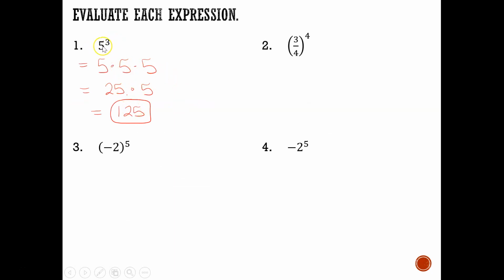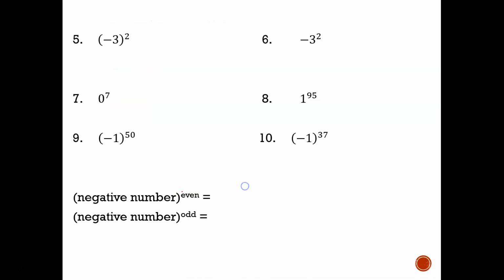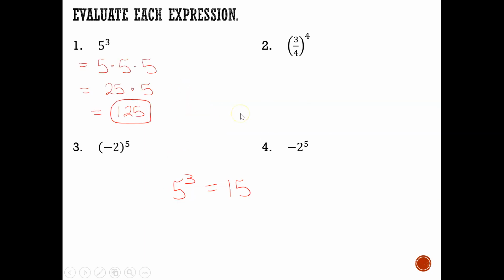However, a common mistake when students see a base with an exponent is to want to multiply them. So a lot of times when 5 cubed is in a problem, I'll see students write that that's equal to 15. So be very careful that you don't just try to multiply the base times the exponent.